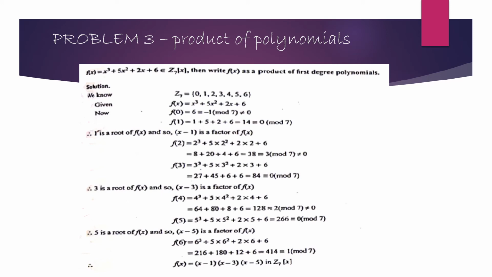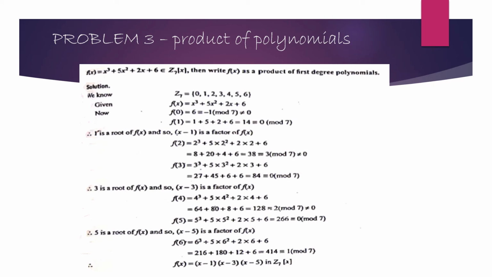So I'll start substituting one value after the other. So if I substitute 0, what is the answer I'm getting? 0, 0, 0 and 6. So I'll just check. 6 is a number which is less than 7. So even if I perform modulo addition, it is not equal to 0.